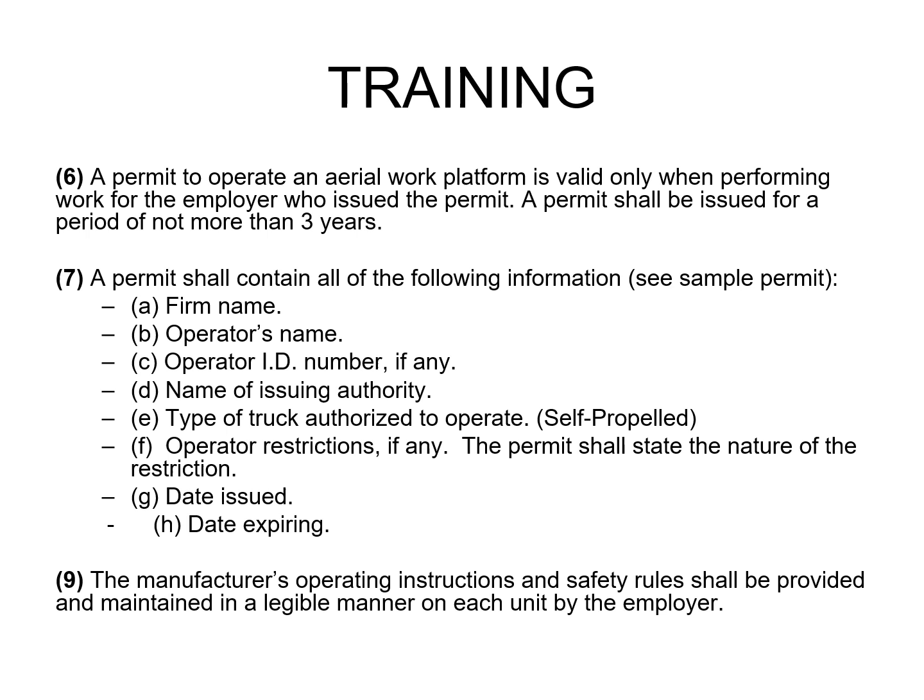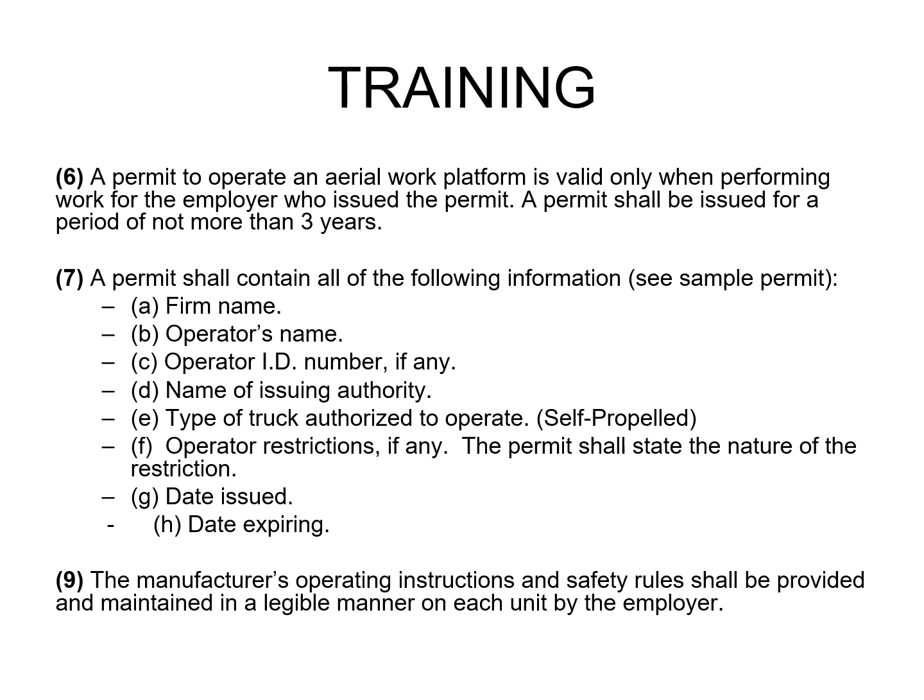Training continued. A permit to operate an aerial work platform is valid only when performing work for the employer who issued the permit. A permit shall be issued for a period of not more than 3 years. A permit shall contain all of the following information: firm name, operator's name, operator ID number if any, name of the issuing authority, type of truck authorized to operate, self-propelled, operator and restrictions if any. The permit shall state the nature of the restriction, date issued, date expiring.